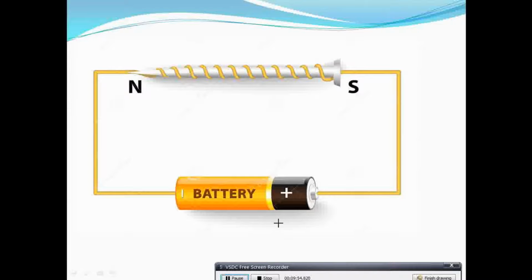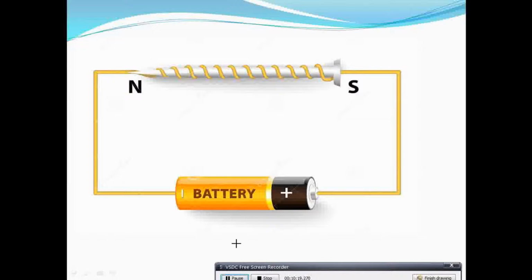For example, if this is a positive terminal and this is a negative terminal, then according to these windings, the current travels in this direction. So this acts as the south pole and this acts as the north pole. This can be altered just by reversing the current.